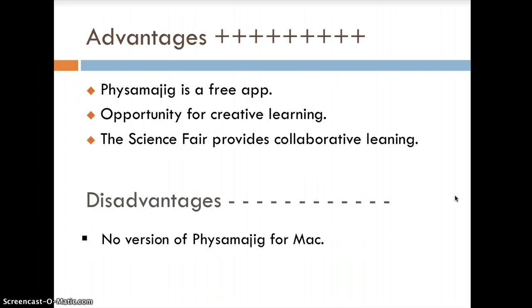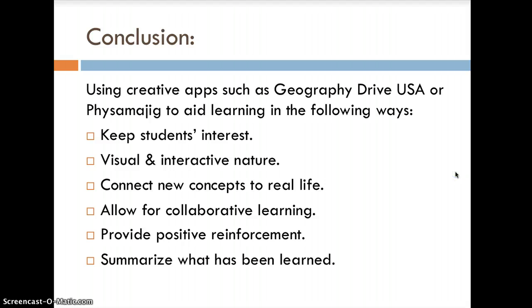The advantages with this one is that Physmajig is a free app, and it gives the opportunity for creative learning. The science fair project provides collaborative learning. The main disadvantage would be that there's no version of Physmajig for Mac, so kind of the opposite of the other one, but that might be a disadvantage. So again, just another way to take that creativity and create a lesson so they can stem from that, use that as a basis and learn.